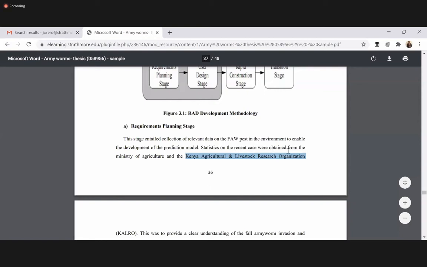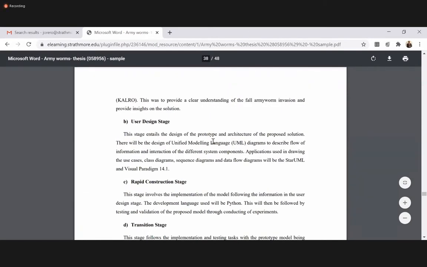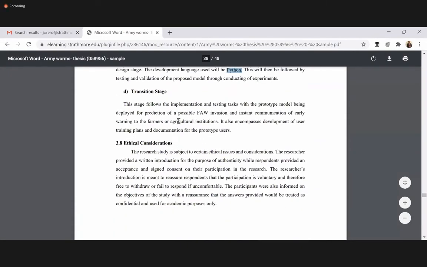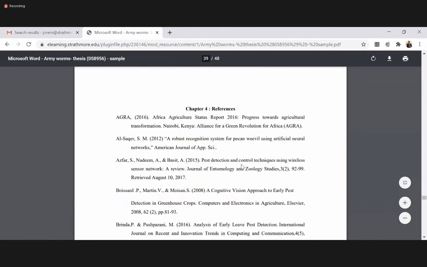Statistics are obtained from the Agricultural, Livestock and Research Organization. And then user design is going to use the UML. The construction stage, you are going to use Python. Transition stage. And then lastly, of course, you could talk about ethical consideration.